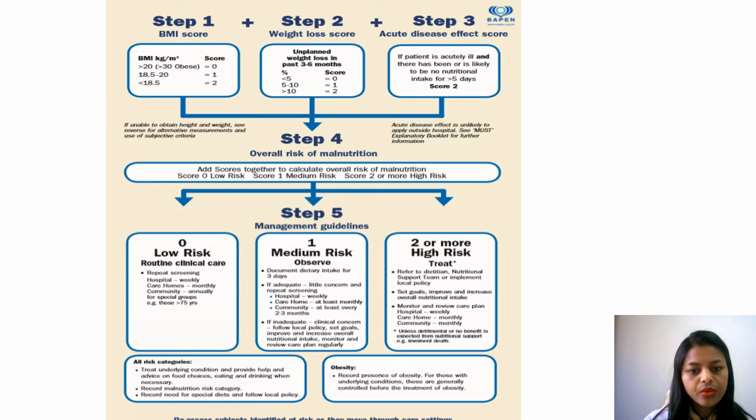If the patient is score 1 and in medium risk, then you have to do the observation of the patient. If the patient is score 2 or is at high risk of malnutrition, then you have to treat the patient. So in the OSCE exam, usually you will have the patient with the most score 2, and you have to treat the patient, or you have to advise all those things which are written in this chart to the patient.